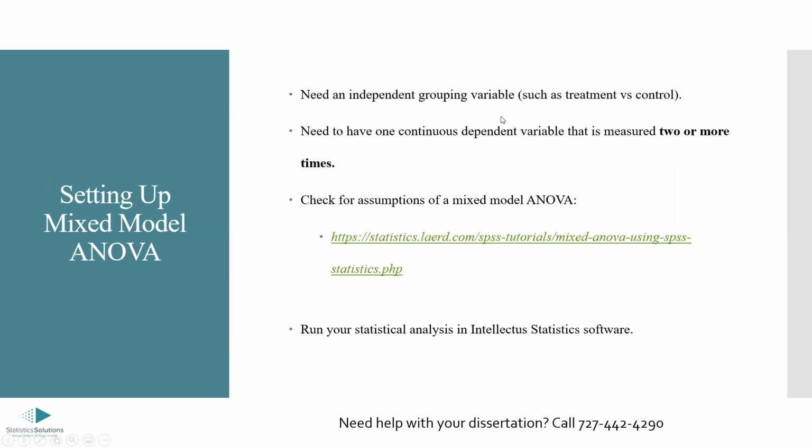Okay, so how do you set this up? You set up a mixed model ANOVA, you need to have an independent grouping variable, such as treatment and control. And then you need to have one continuous dependent variable that's measured at least 2 times. Here's the hyperlink to look at a mixed model ANOVA and what assumptions should be verified. And then you can run your analysis in Intellectus.